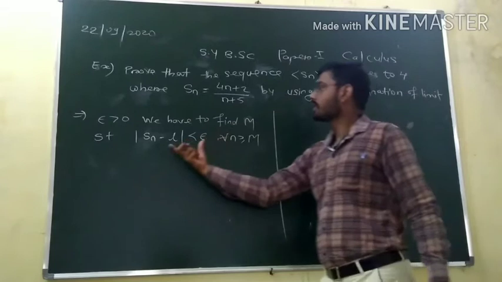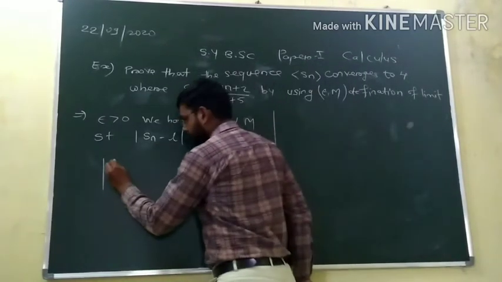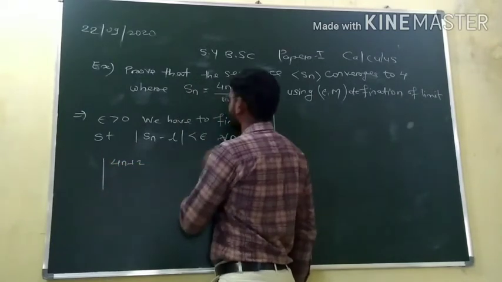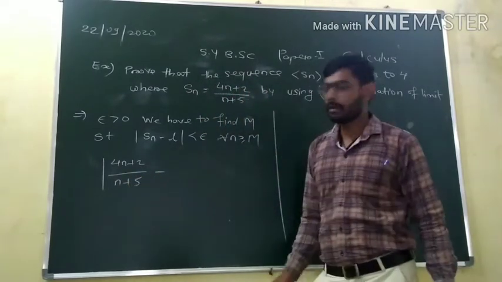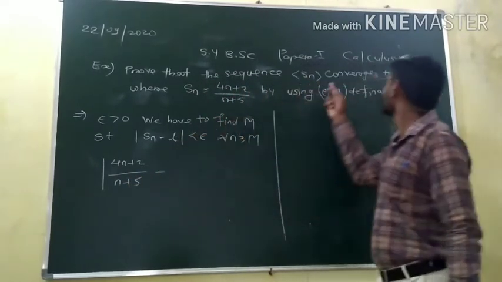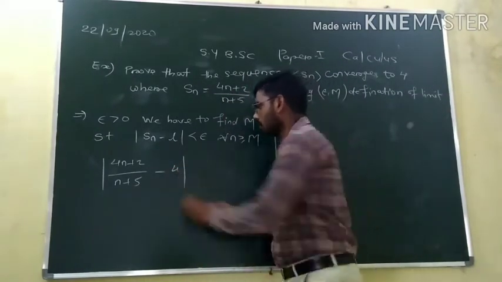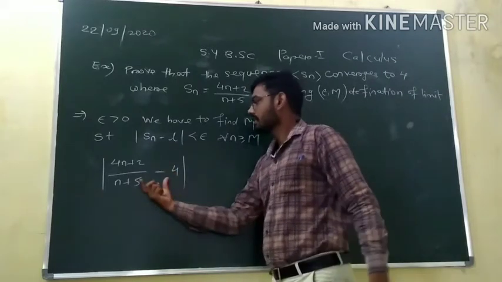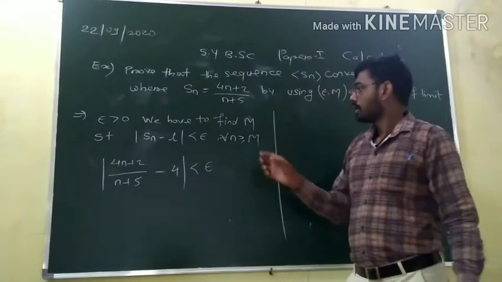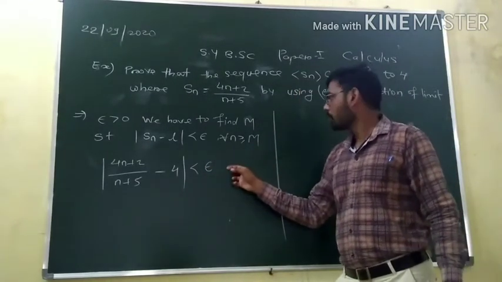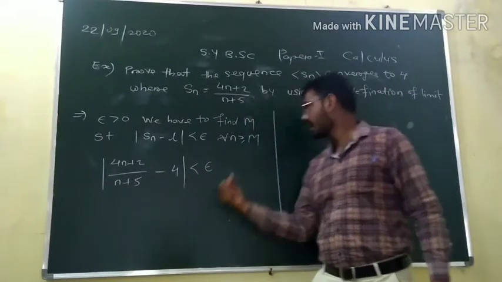So we directly take the difference. We know Sn, what is the value of Sn here? It is (4n + 2)/(n + 5) minus the limit. The limit is 4, so we directly take 4. Now, for 4 to be the limit of this sequence, the difference must be less than epsilon. The only important part here is to find the value of M. So first we will solve this to get the value of M.